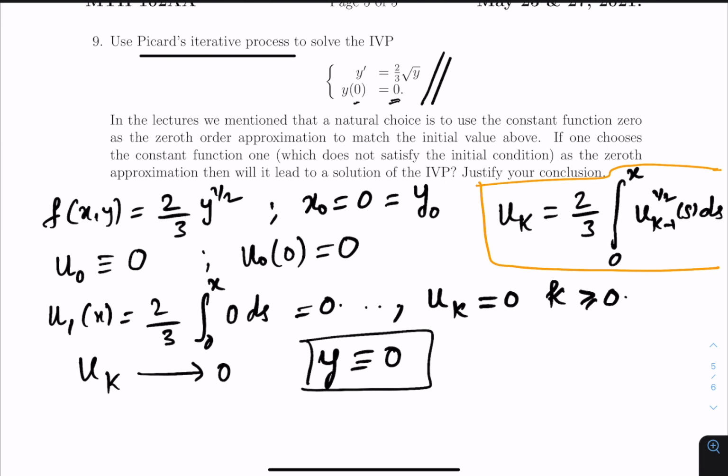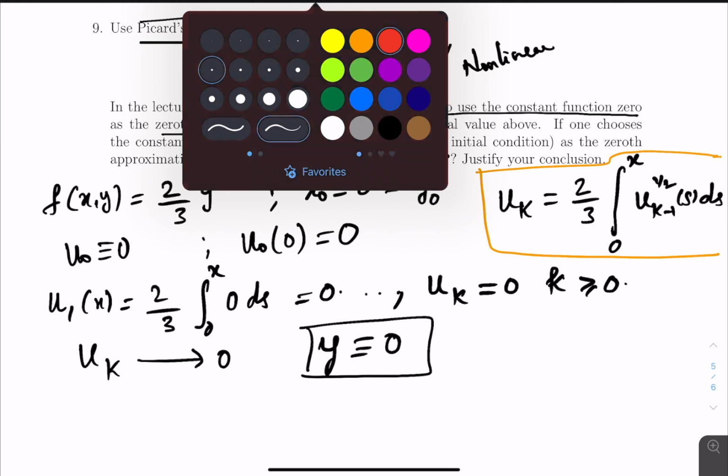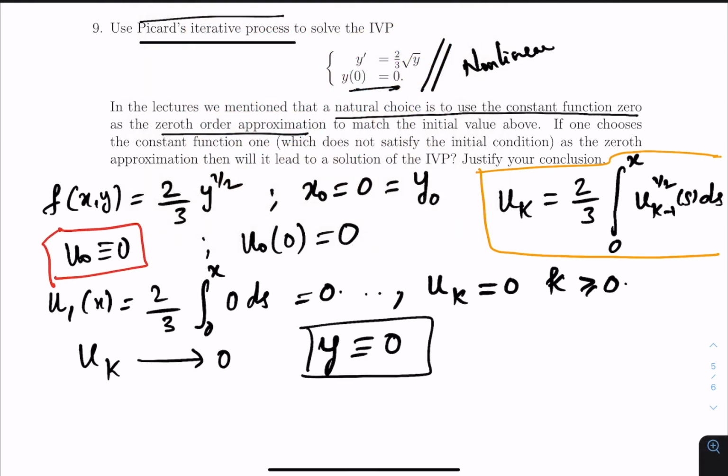You can verify immediately that the constant function 0 is already a solution to this, and this is a nonlinear problem, since there's a square root of y. So the constant function 0 is a solution, and we have obtained this from Picard's iterative process. Now let's go ahead, because the purpose of this exercise is much more than that. In the lectures we had mentioned that the natural choice is to choose the constant function 0 as the zeroth order approximation whenever your initial condition is 0, like the way we did here. We chose u0 to be 0 precisely to ensure that it satisfies the initial condition.